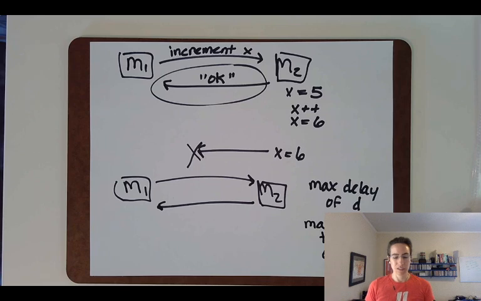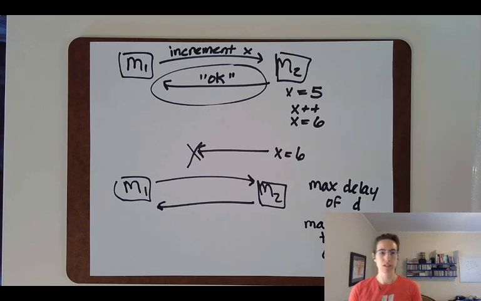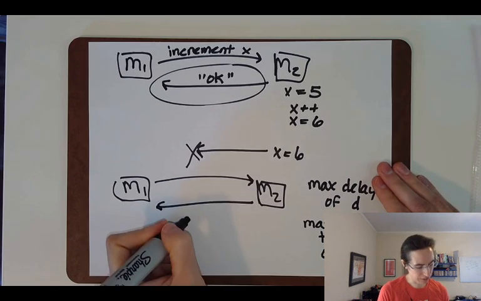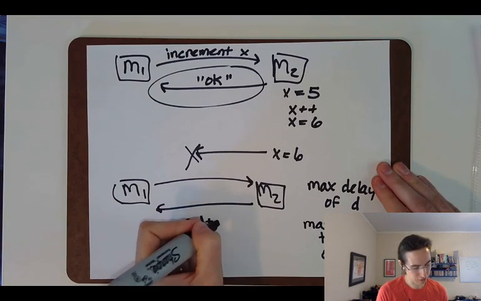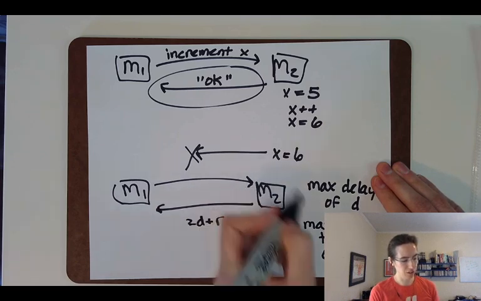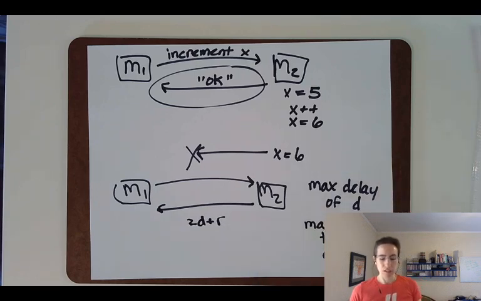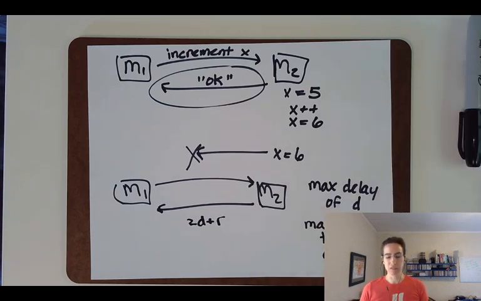So in that case, what should the timeout be on M1's end? How long should M1 wait? Yeah, it's 2D plus R, right? Because the time that it takes for the message to get from here to here is at most D. R is the maximum time the message takes on this end, and then D again is the maximum time that it takes on this end. So that would rule out certain kinds of uncertainty that we had before.